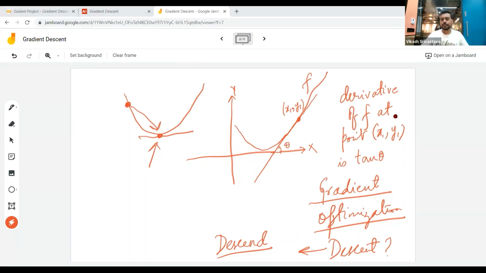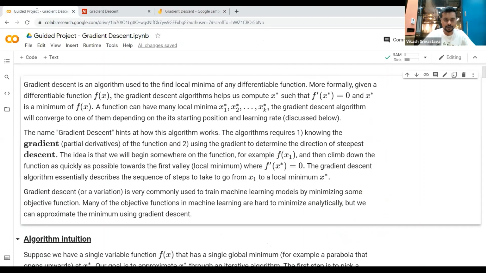Okay, so this is pretty basic to understand. You know from calculus what gradient is, that is nothing but a derivative. Optimization, as I've tried to explain, in the context of machine learning is minimization of the loss function. And descent is essentially descending down from a particular point to the minimum of the function. I hope you are clear on the terminology.